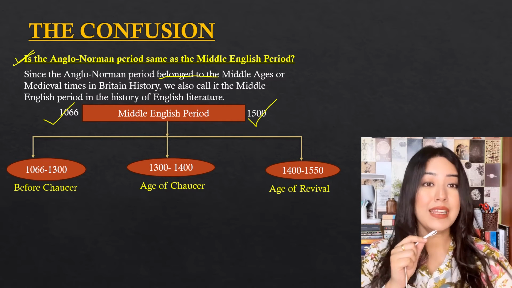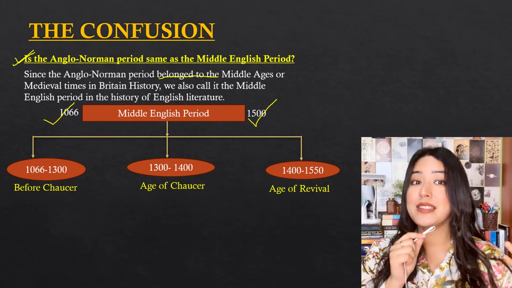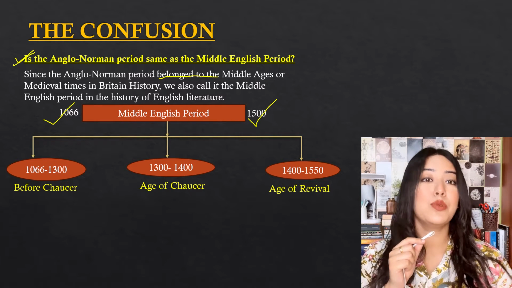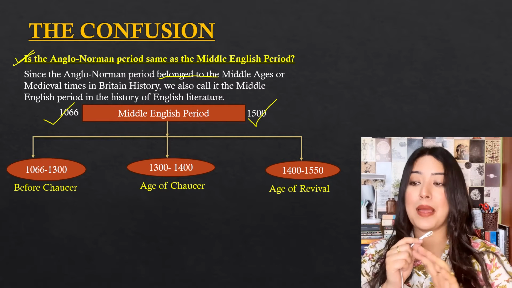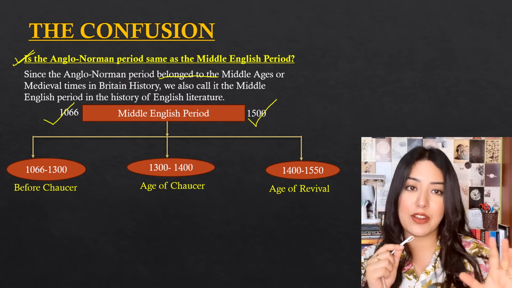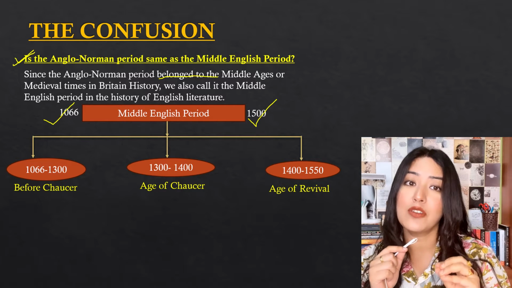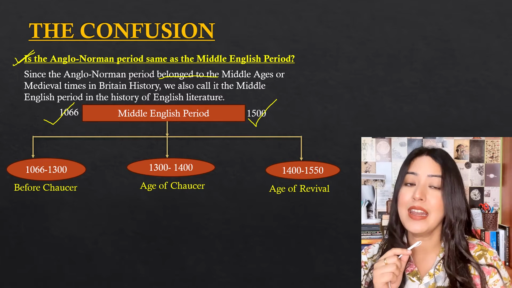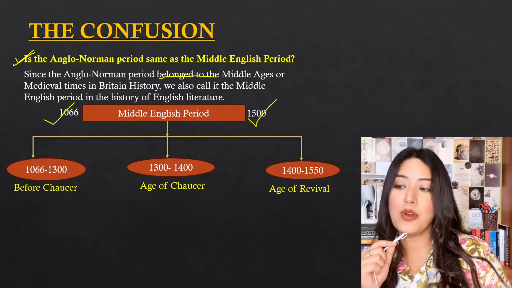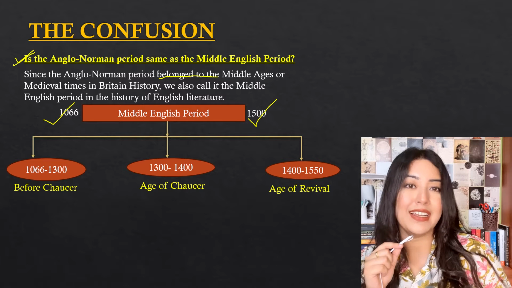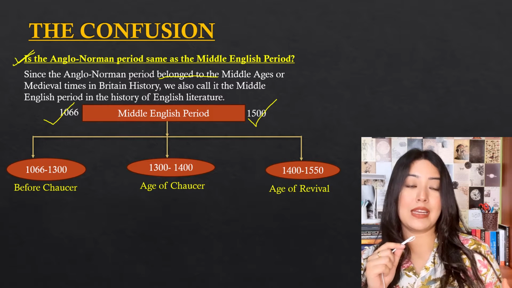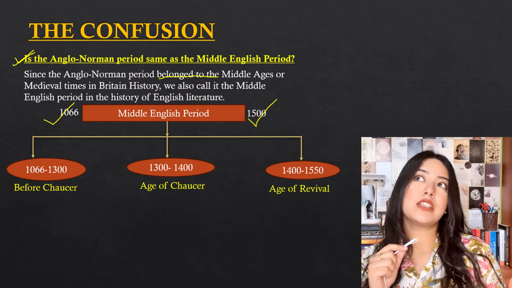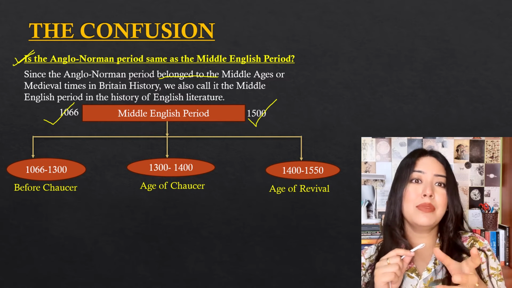What is the Middle English period? What are the Middle Ages? What is the Anglo-Norman period? It is when the Normans made their way into England and they were ruling there. So the Middle English period spans this timeline, roughly 1100s to 1500s. It is the Middle English period, the Anglo-Norman period, the Middle Ages in British history. We also call it the Middle English period in the history of English literature. So when you study the history of England, the history of Britain, you will refer to this age as, it's the same thing but with different names.